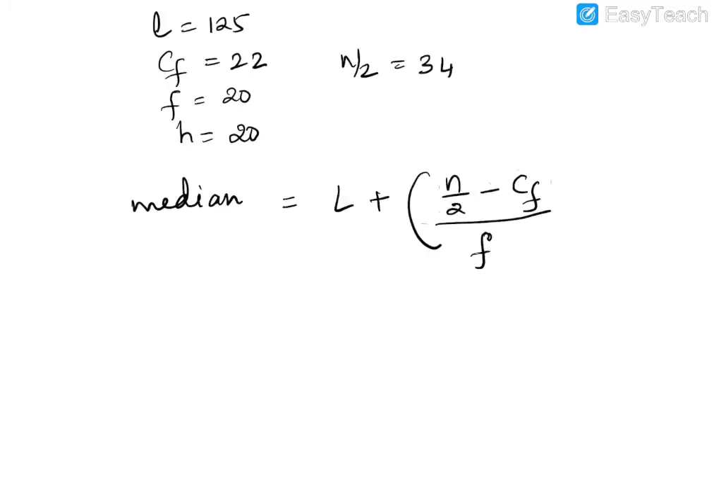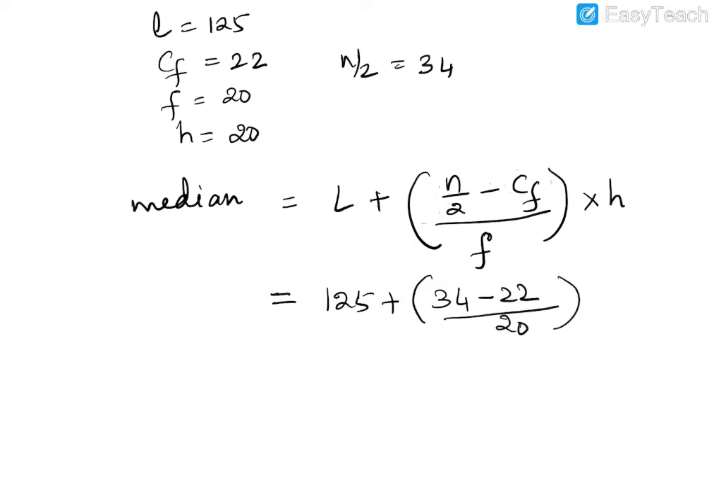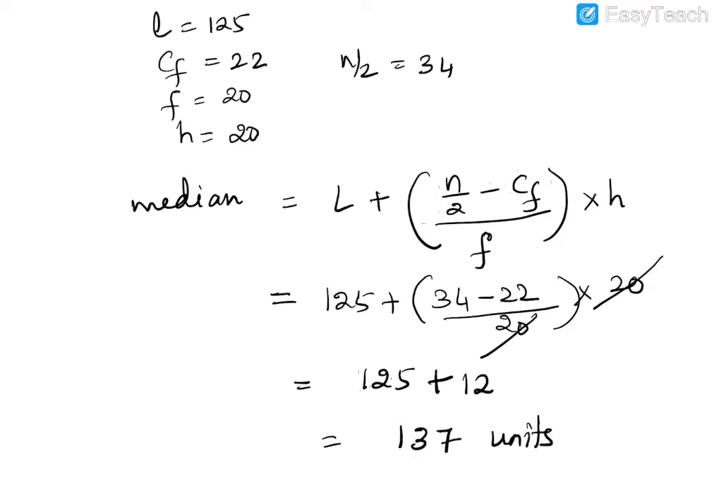Make sure to write down these formulas every time you use them, because they help you in memorizing. Now substituting these values, we get 125 plus 34 minus 22 divided by 20 multiplied by 20. Now here the numbers are very easy to calculate. 20 and 20 get cancelled, and we get 125 plus 34 minus 22 is 12. So this sum gives us 137 units. So the median value is 137 units.